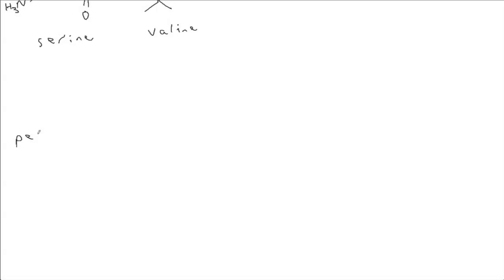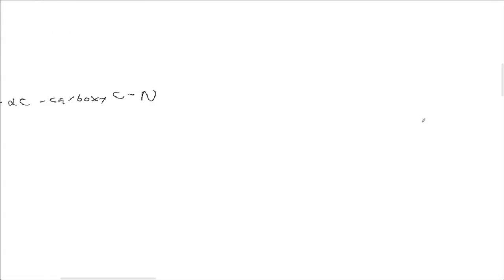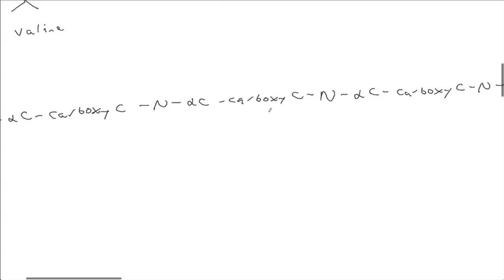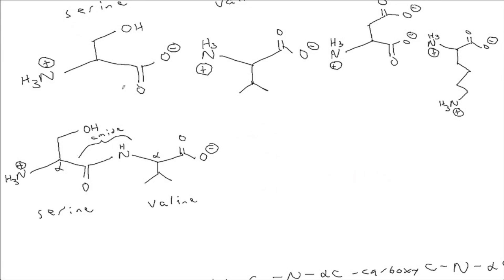So peptide structure is nitrogen, alpha carbon, carboxycarbon. Nitrogen, alpha carbon, carboxycarbon. So we want to memorize that slogan. That's the way to make sure you've drawn the peptide correctly. Nitrogen, alpha carbon, carboxycarbon. Okay, so we can see we got that correct here. Nitrogen, alpha carbon, carboxycarbon. All right.